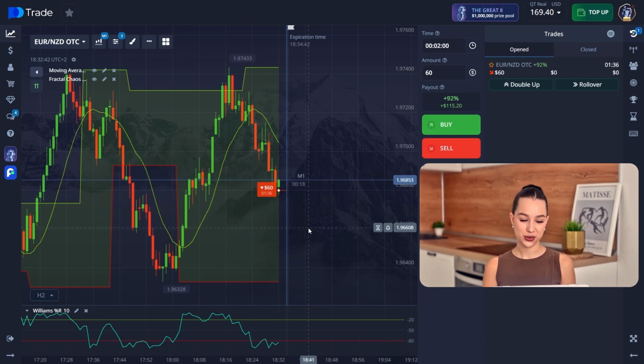But it's not working like this. For example, before, as you can see, it was a downward trend here also for a pretty long time, and our blue line of Williams was pretty long time in the oversold zone, and only after some time, after like 20 or 30 minutes, it reversed in the upward direction.